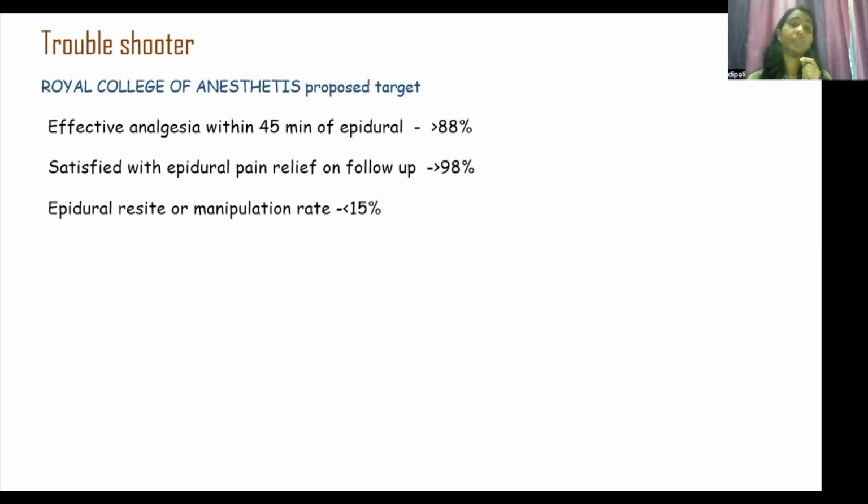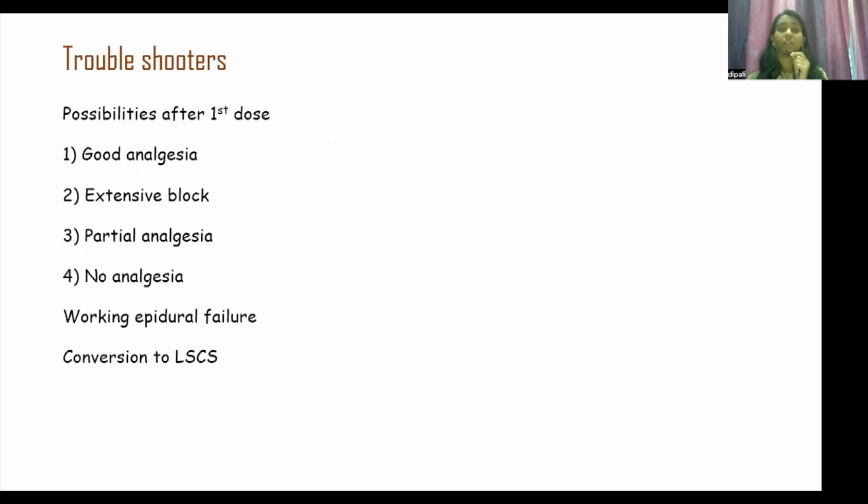According to the Royal College of Anaesthetists, they propose that there should be adequate analgesia within 45 minutes of epidural, and more than 98% of patients should be satisfied with epidural pain relief on follow-up visit. Manipulation or resiting of epidural should be less than 15%. Various problems we face are extensive block, partial analgesia, no analgesia at all. Sometimes the patient was having good pain relief but complains of inadequate pain relief. That is, a working epidural has failed. The patient is converted to LSCS.